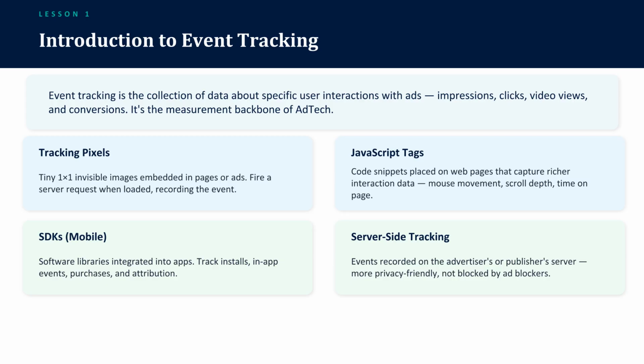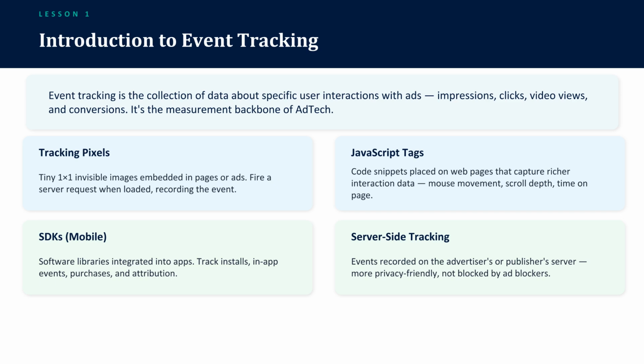Tracking pixels. A pixel is a tiny, invisible image, literally 1 pixel by 1 pixel, embedded in a web page, email, or ad. When the page loads, the pixel triggers a request to a server. That request carries information. What page was loaded, at what time, from what device, with what user identifier.